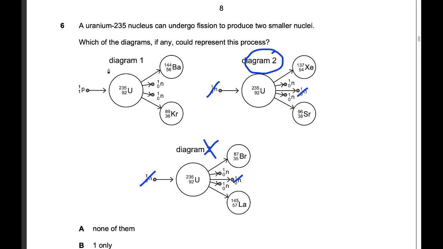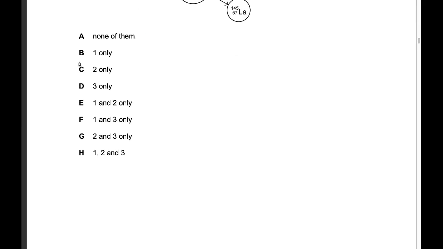Okay, let's just check diagram 1 here. Let's do the proton number this time. If I add 56 to 36, I actually get 92, but I didn't want 92 because we're adding a proton in on this other side here, so that adds 1 to my proton number, so I should be getting 93. So this does not conserve proton number, so we can rule out diagram 1. So the answer is only 2.